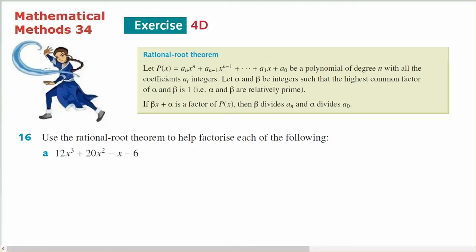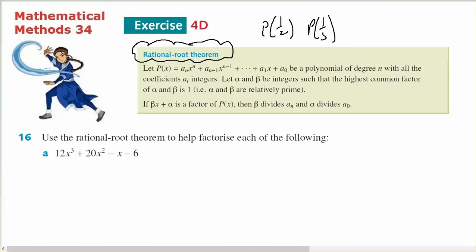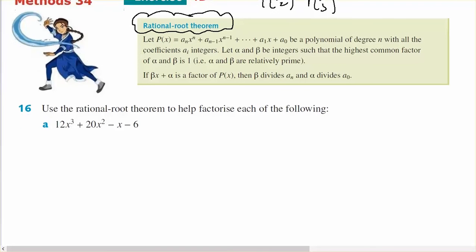This is for Year 12 Methods. It's 4D question number 16, which is an explanation of the rational root theorem. We use the rational root theorem whenever I can't find a factor that's got whole numbers. So I'm looking for p of a fraction. And there's a system of trying to find those fractions.